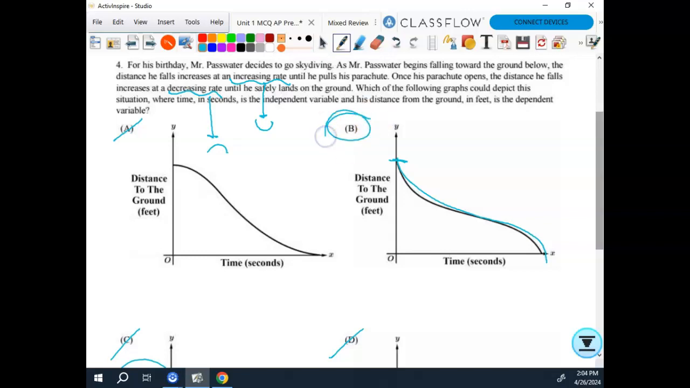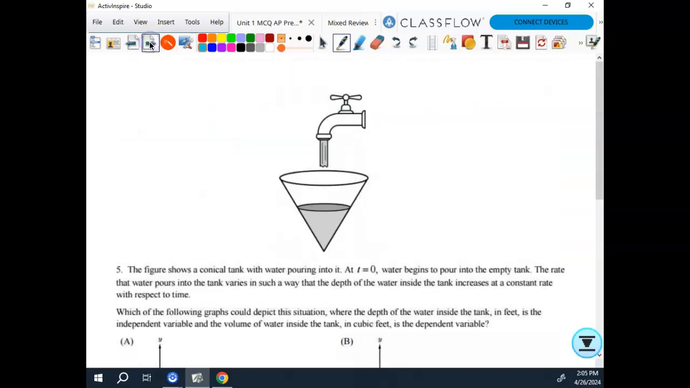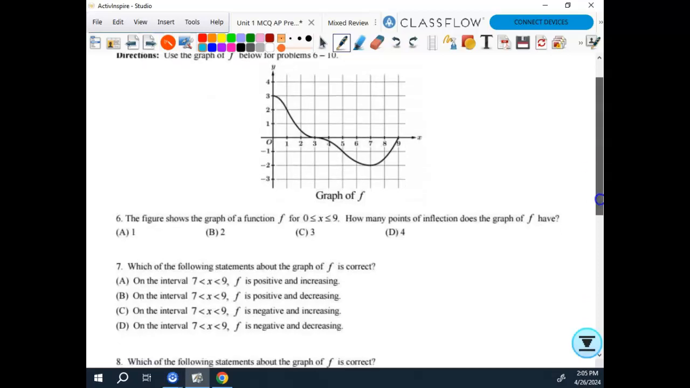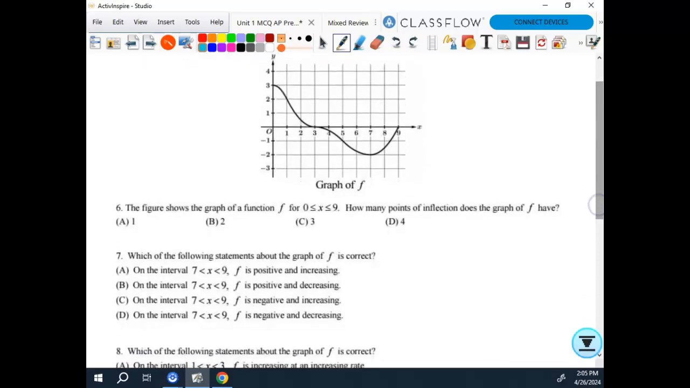So your answer is B. Are we good on that? Okay. This one right here, we are going to put a little star on it. Anything we put a star on, you're going to come back and do on your own, because we're not going to do every single one of these together. All right, so I'm going to give you a minute. I want you to look just at number 6. Decide how many points of inflection you have.